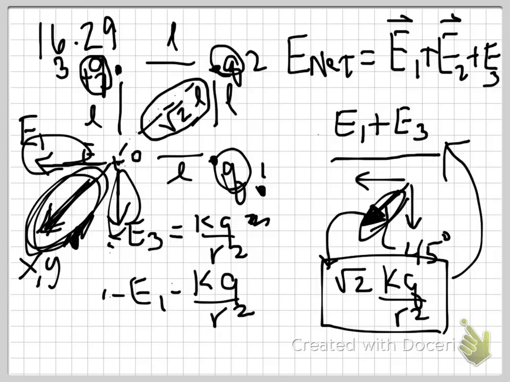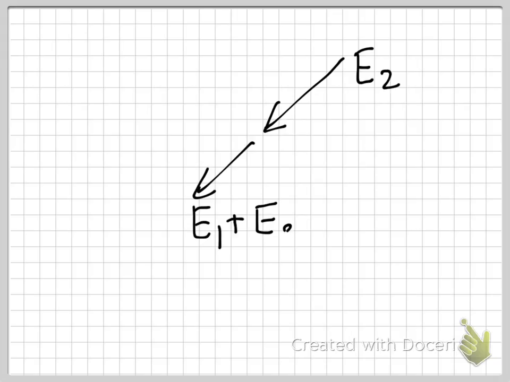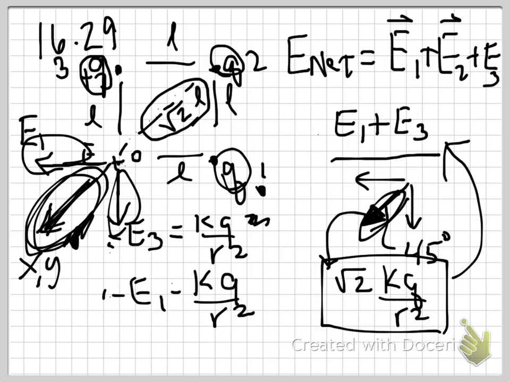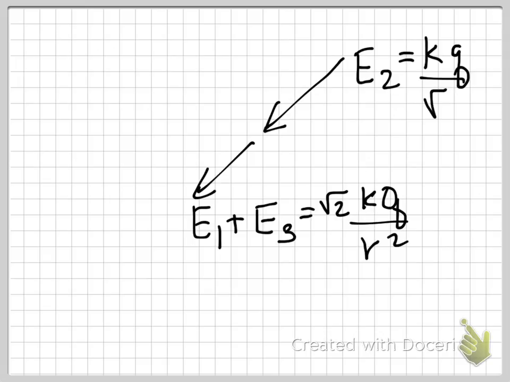So on a new sheet of paper, what you'll see is now we have E2, and we want to add E1 plus E3 to it. So we need to know what E2 is. We just found these. I think we said it was radical 2 kQ over r squared. E2 is kQ over r squared, and r squared, if I go back a slide, is this diagonal, that's the value for r. So let me go forward. So this is going to be radical 2 L squared.